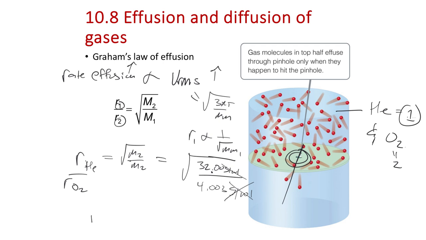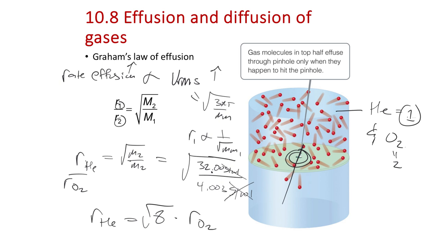So helium's rate of escape is equal to 8 times that of the rate of escape of oxygen. It's about 32 divided by 4, the square root of that. 32 over 4 is 8, so it's the square root of that times the rate of escape of oxygen. In other words, by equation, we can see helium escapes faster, and by thought analogy, helium escapes faster.